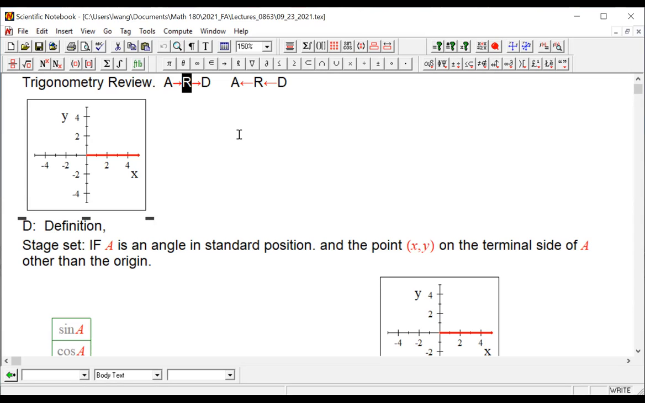Okay, I want you guys to be clear about the stage, because everything you need to know starts from here. That unit circle is not the centerpiece. Those special angle values are not the centerpiece of trigonometry. ARD is the centerpiece of trigonometry.